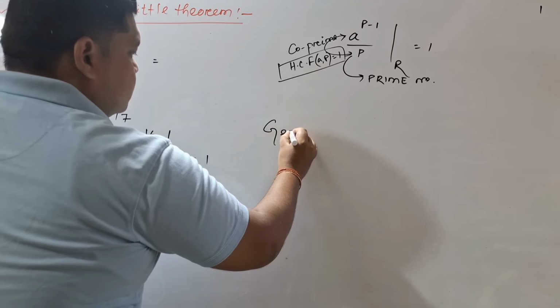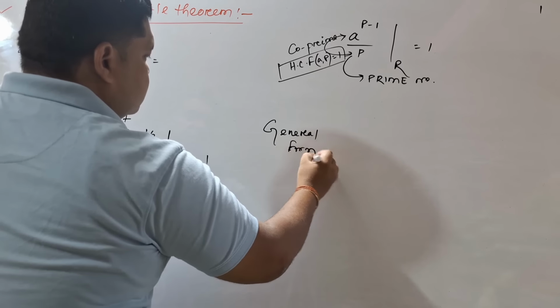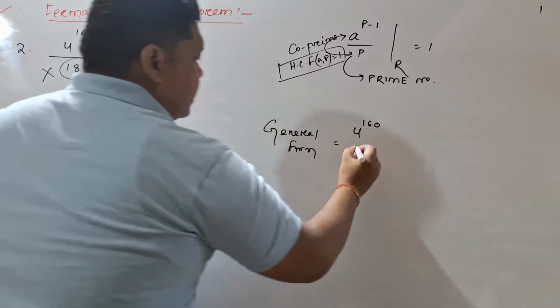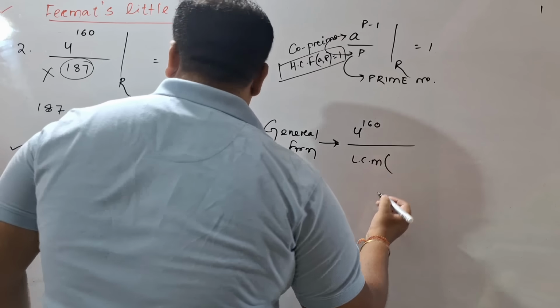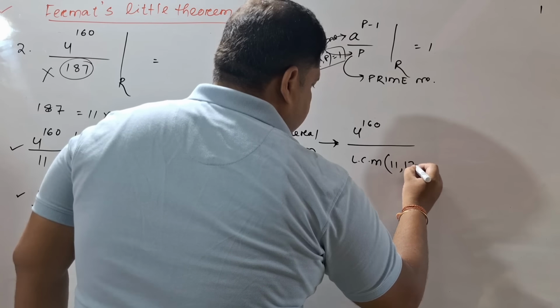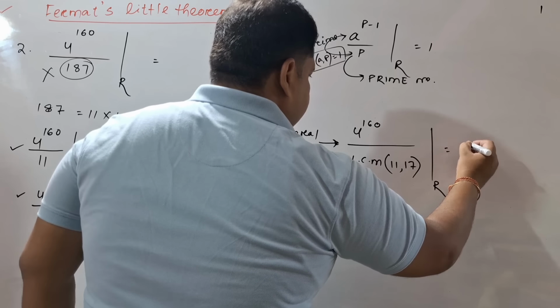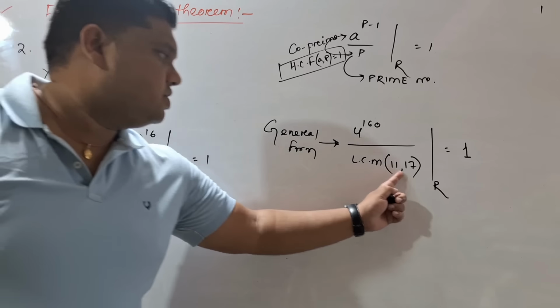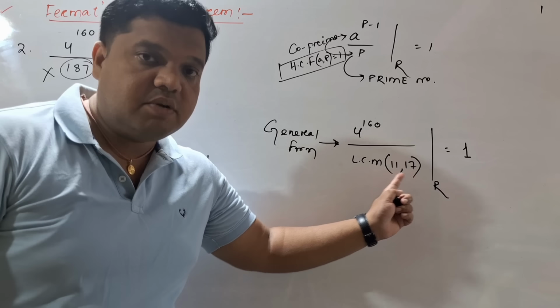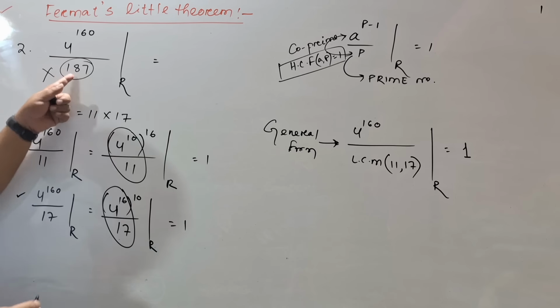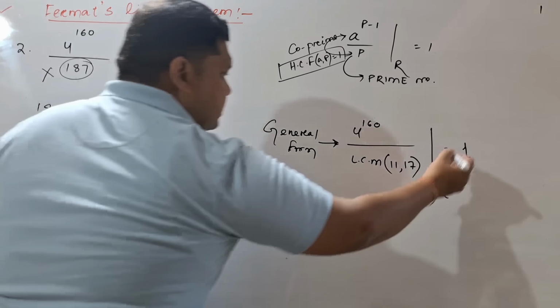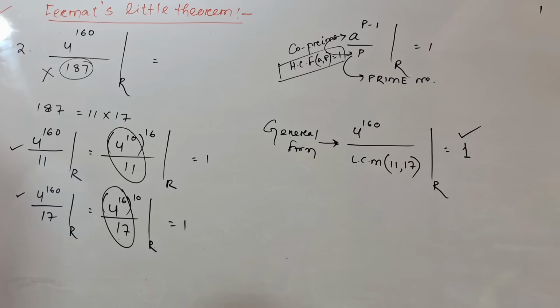The general form, or the logic here, is 4 to the power 160 when it is divided by the LCM of the divisors. The divisors are 11 and 17. I will get the same remainder, which is 1. And the LCM here is just their multiplication, because between two prime numbers, the LCM is their product. So 17 into 11, how much? 187. So the answer here is 1. The answer for this question is 1. Easy. You can say this is the application of Fermat's little theorem.